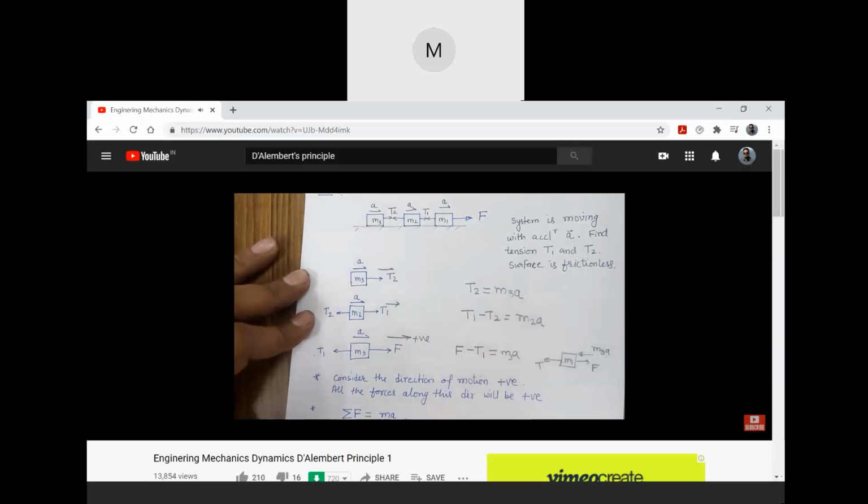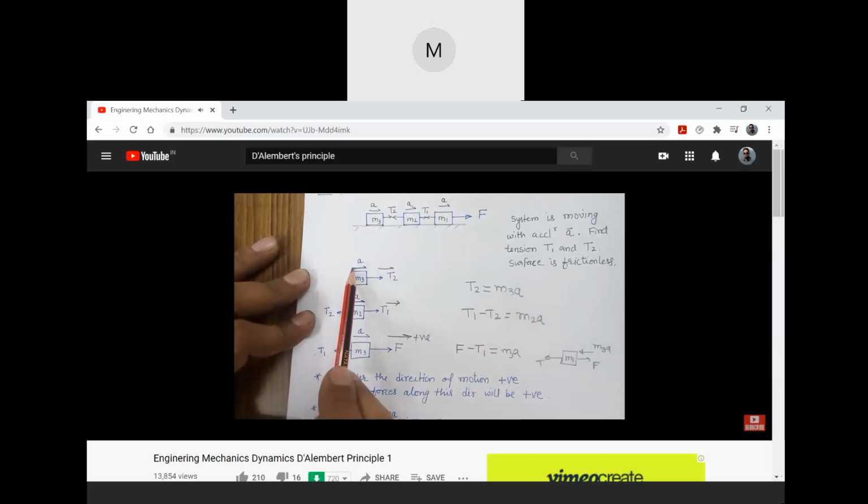So please recollect all these things. That's what we have done. We have assumed that this direction of motion will be positive, so all the forces acting in this direction will be considered positive. T1 will be acting opposite to the direction of motion, so it will be negative, and this will be my equation of motion.